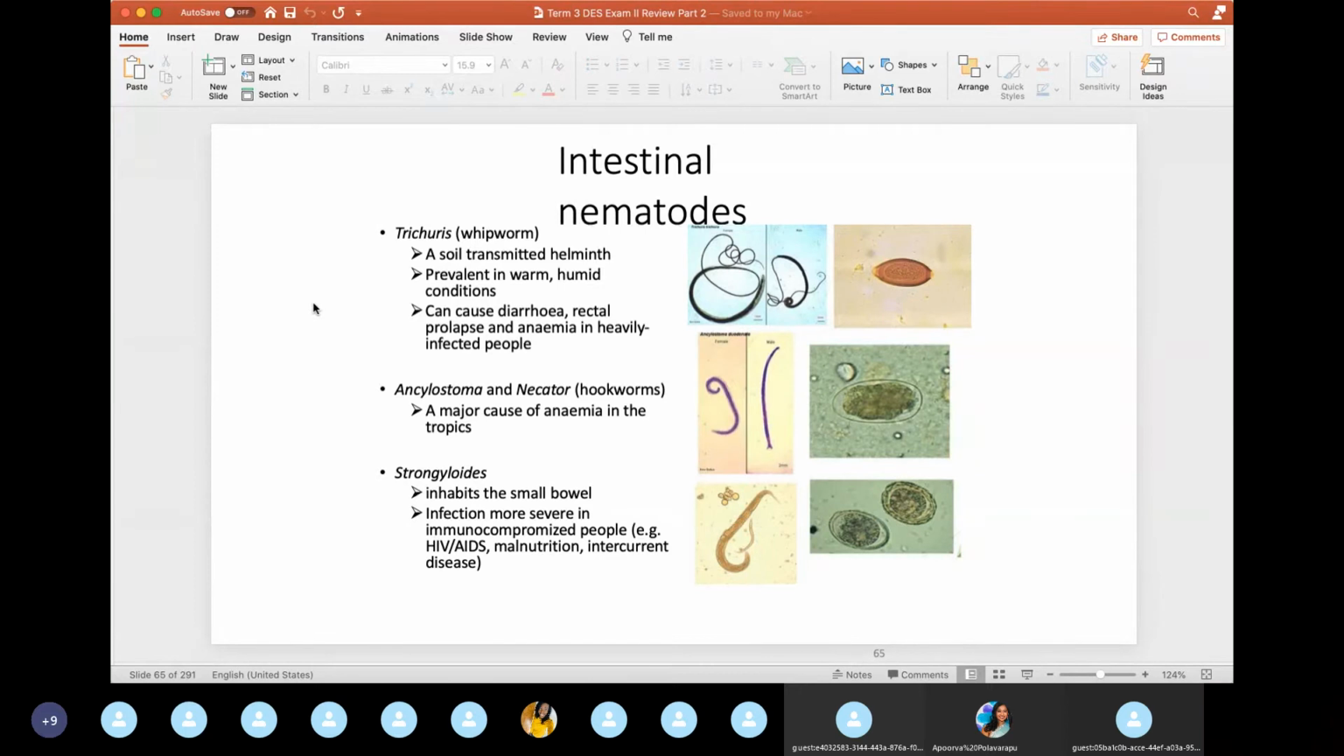How about Strongyloides? How do they affect a human being? Same thing as the hookworms, right? Tissue penetration. More severe in what? Immunocompromised people. How do we treat them? The intestinal nematodes: bendazoles, albendazole, mebendazole.